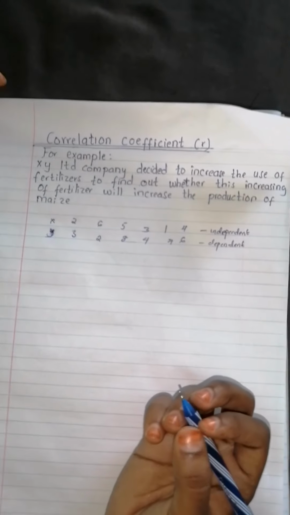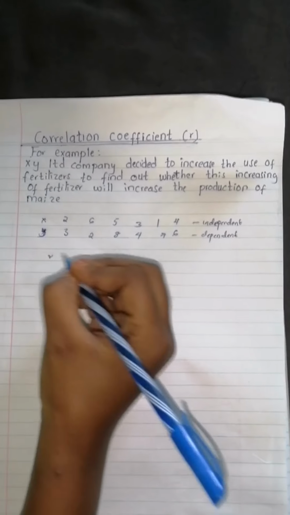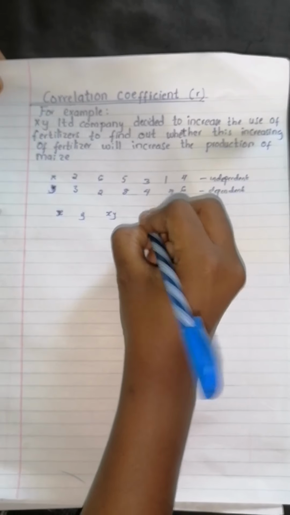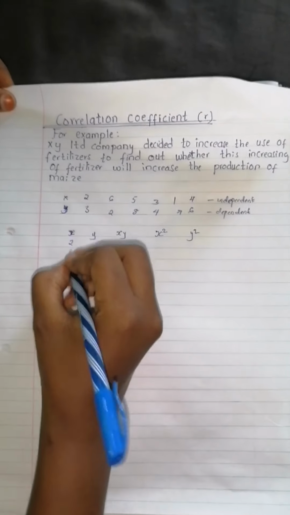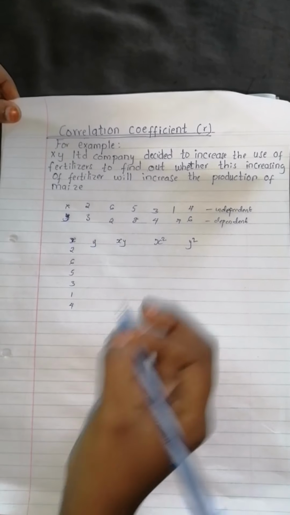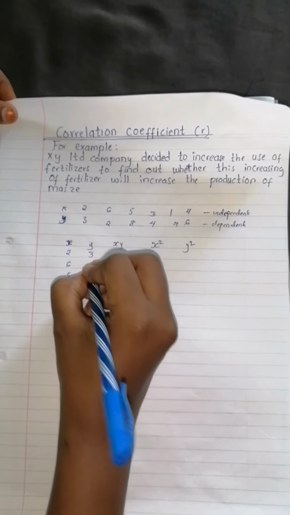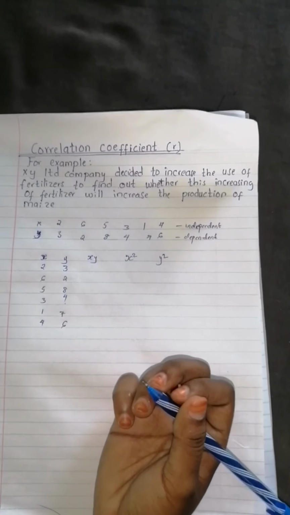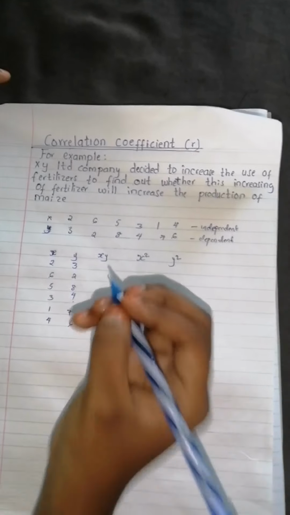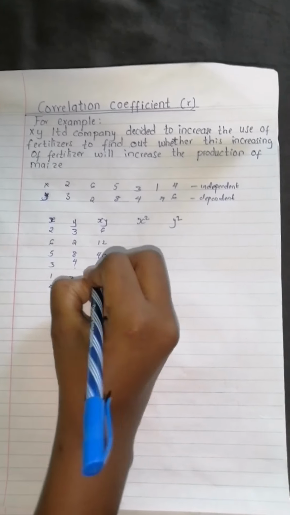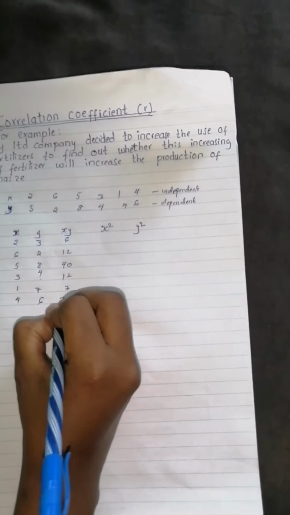For us to do the correlation coefficient, we have to get the X values, the Y values, the XY values, the X square values, and the Y square values. For our X values, we have already been given in the question: 2, 6, 5, 3, 1, 4. And the Y values we already have: 3, 2, 8, 4, 7, and 6. For the XY, that is the multiplication of X and Y. 2 times 3, that is 6. Then 12, 40, 12 again, 7, and 24.